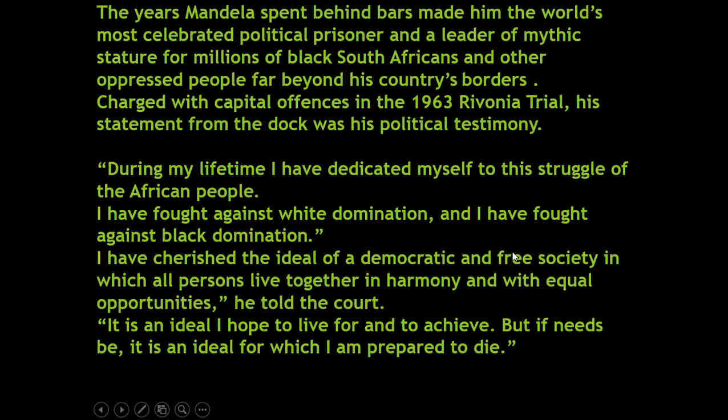Let us read the text. There is a text here. You can see at the very beginning, this is about Mandela. This is from your textbook. I think this is from Unit 1.